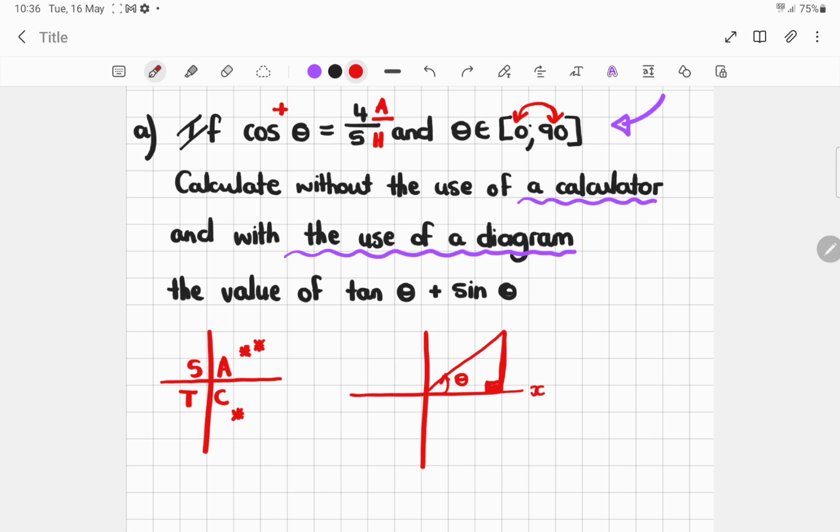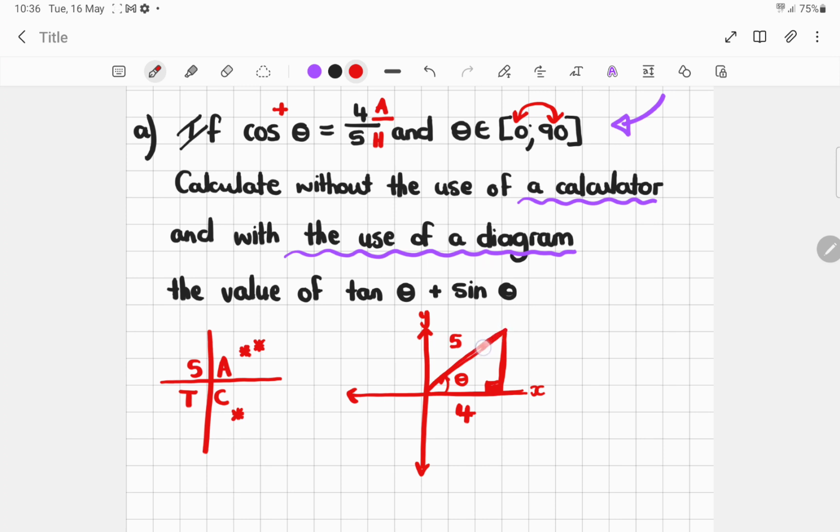So now we know it's the adjacent. So if this is the hypotenuse, that is the opposite. This would be the adjacent, which is 4. The hypotenuse is 5. Okay, but if you have this on the x and y axis, can you see that this value over here, from there to there, is given as 4? Okay, so that means the x value is 4.